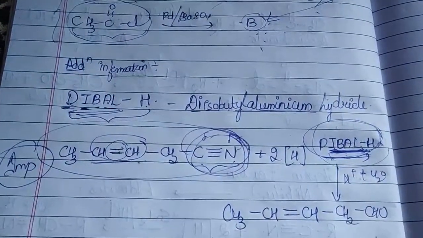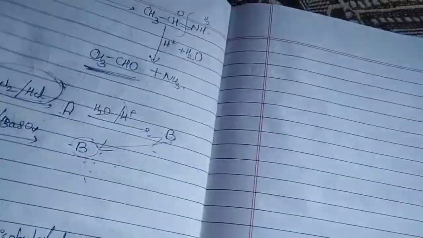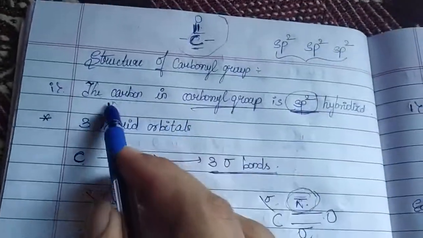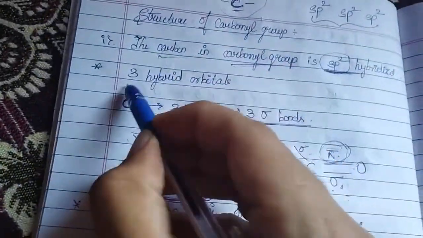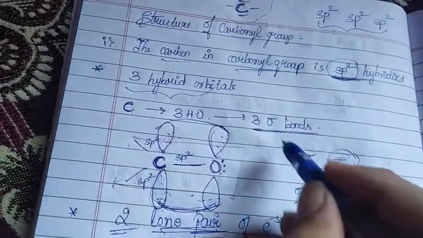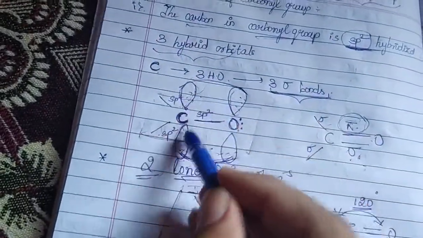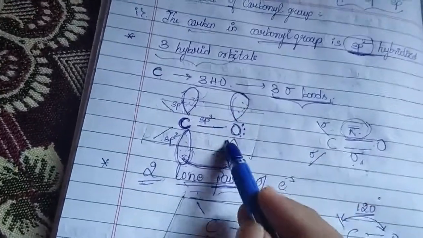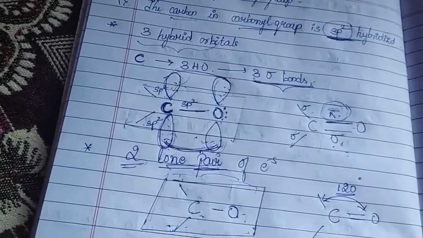Is that clear? So in today's video, we came to know about the structure of the carbonyl group, and there we came to know that the carbon in the carbonyl group is sp2 hybridized, having 3 sp2 hybrid orbitals. Utilizing these, it forms 3 sigma bonds, and the remaining unhybridized pz orbital of the carbon overlaps sideways with the pz orbital of your oxygen, resulting in the formation of our pi bond. Is that clear?